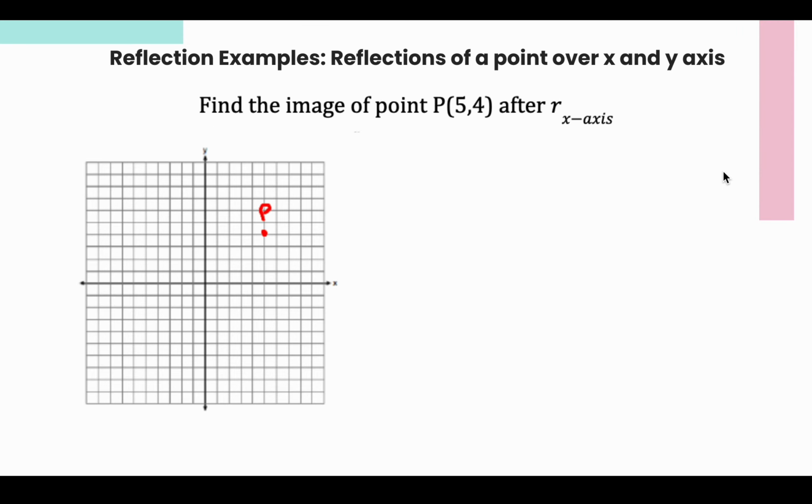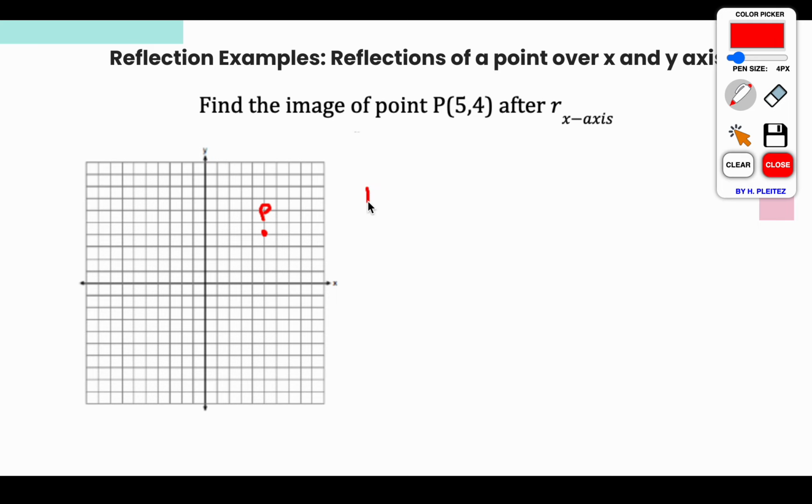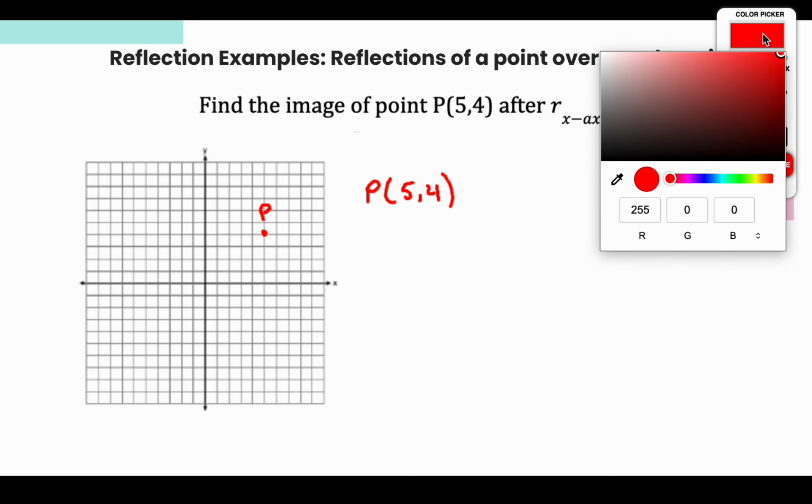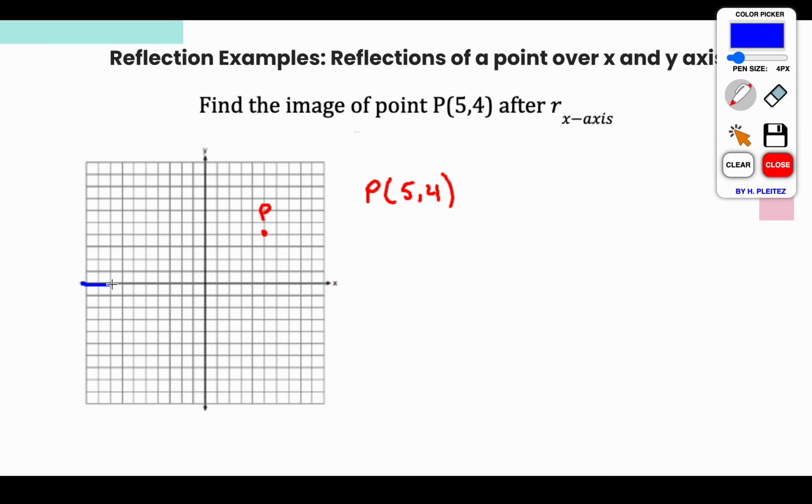So let's just dive right into some examples. In this example, we are finding the image of point P, which is 5, 4, and our line of reflection is the x-axis. So what you should do is always draw over. If you have a colored marker, a colored pen, or a highlighter, highlight your line of reflection. It's going to help you visually see what's happening.